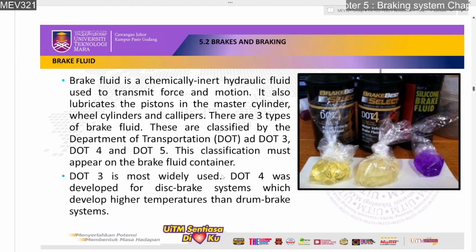Dot 3 is the most widely used. Dot 4 was developed for this brake system, which develops higher temperature than a drum brake system.